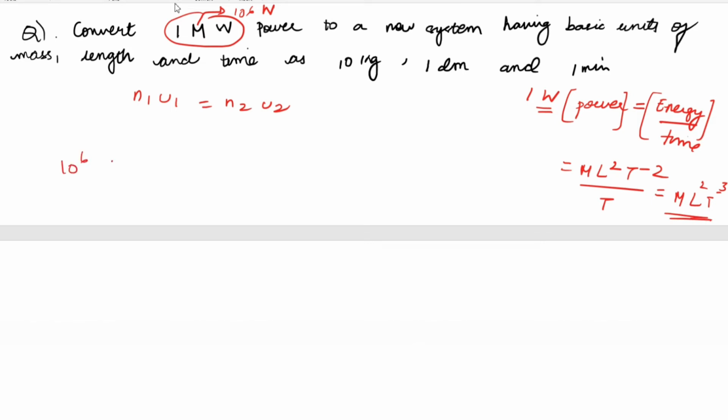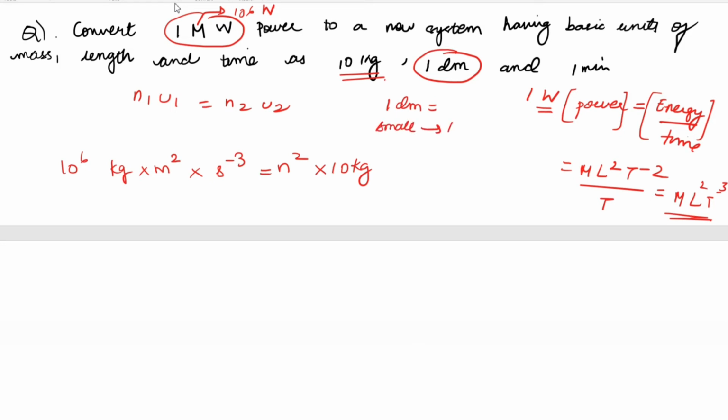We have to find the numerical value. So that 1 megawatt we can write as 10 power 6 into ML square T power minus 3. So just take the SI system. Always take the SI system because we're more familiar with it and we can solve faster also. So take kg into meter square, because it's L square, into second power minus 3, is equal to N2 into 10 kg into 1 decimeter.